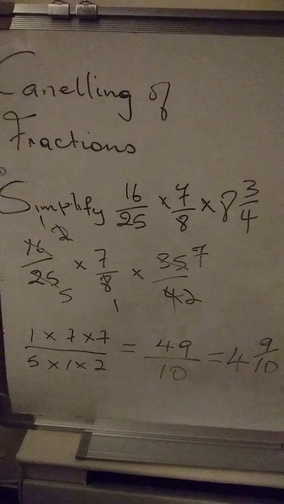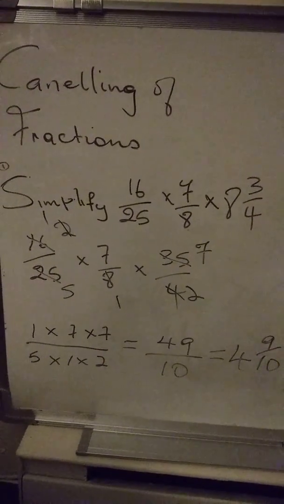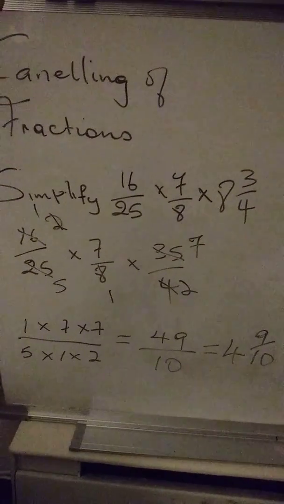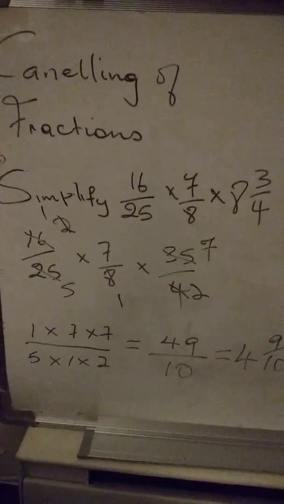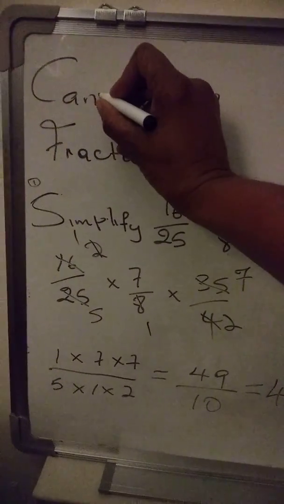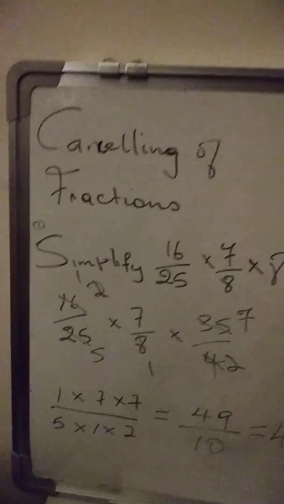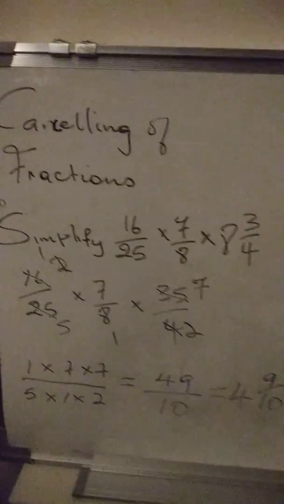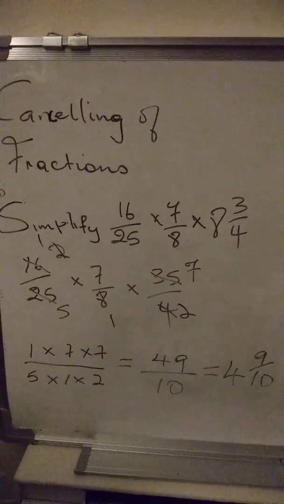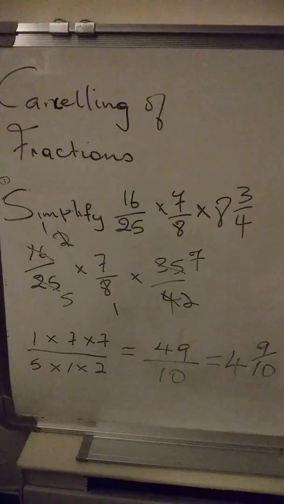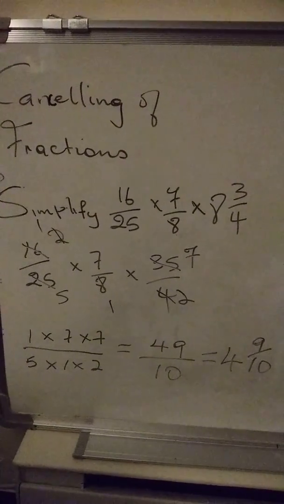So we'll still be looking at canceling of fractions. What is going to be happening now? We have three fractions being cancelled, and so we're asked to simplify 16 over 25 times 7 over 8 times 8 and 3 quarters.